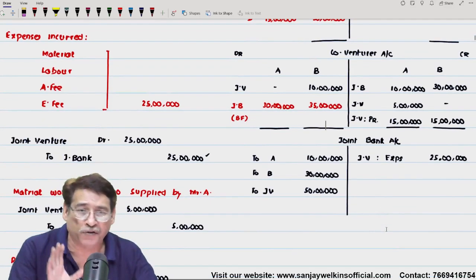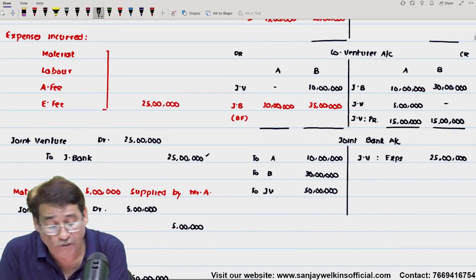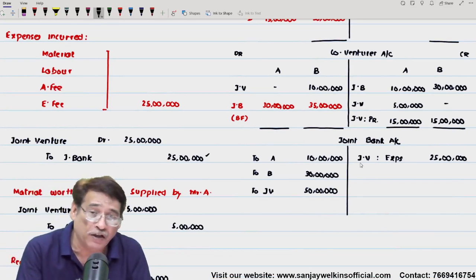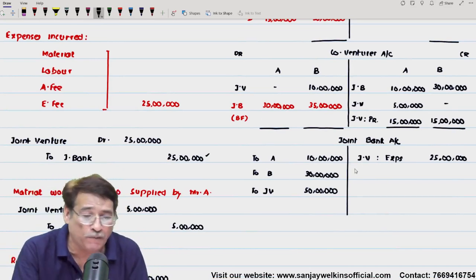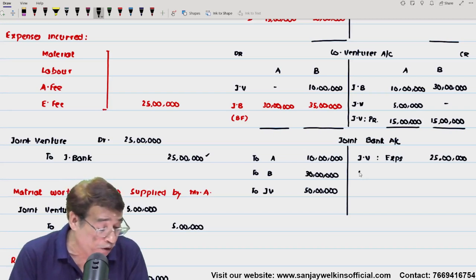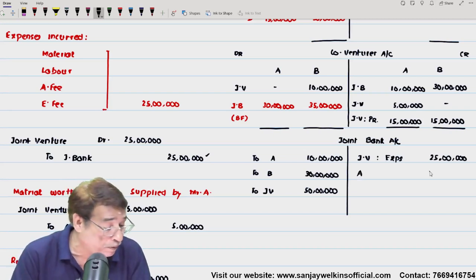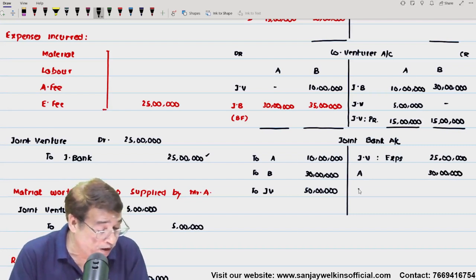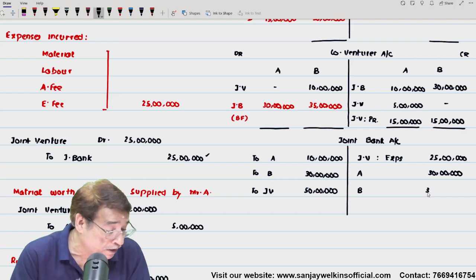So co-venturer's account will get closed and we will cross them over to the joint bank account, because we have written here joint bank. I'm going to write here by A, final payment 30 lakhs, and by B, final payment 35 lakhs.